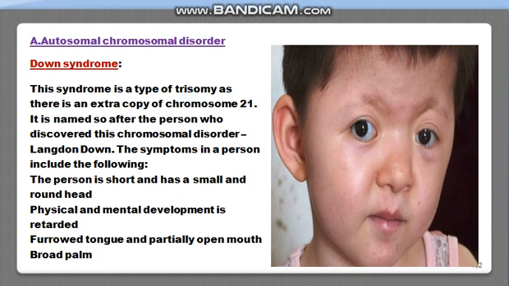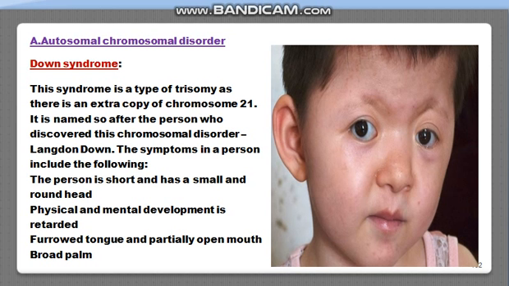You know that we have 23 pairs of chromosomes, 22 are autosomes and one pair is sex chromosomes, and in the 21st chromosome there is an extra copy. So chromosome number 21 has 3 chromosomes instead of 2. This is known as trisomy of chromosome number 21, and this disorder is known as Down syndrome. It is named after the person who discovered it, Langdon Down.